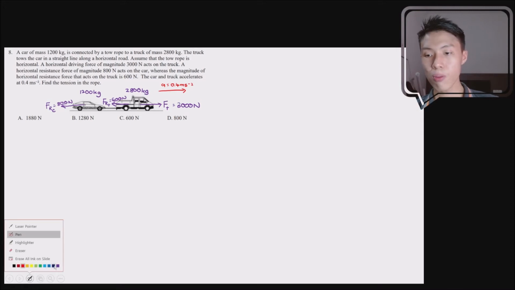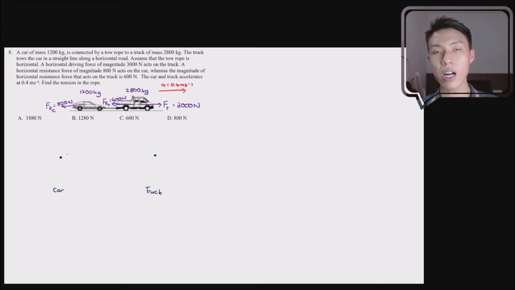Okay, now both of these vehicles are accelerating at 0.4 meter per second square. So the acceleration is 0.4 meter per second square, and it happens for both the car and the truck. So this is the situation that we have now. Let's try to draw a free body diagram for both of the vehicles. We will draw a free body diagram for the car, and we will draw a free body diagram for the truck. Then it will make our analysis of forces later easier.